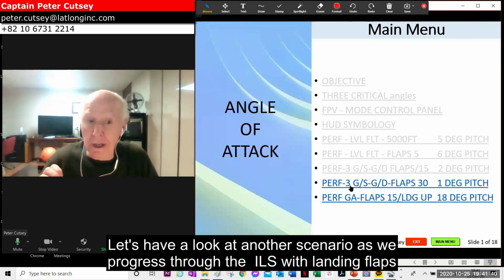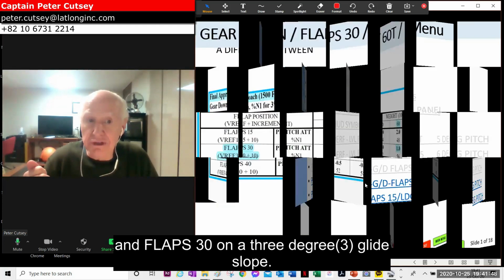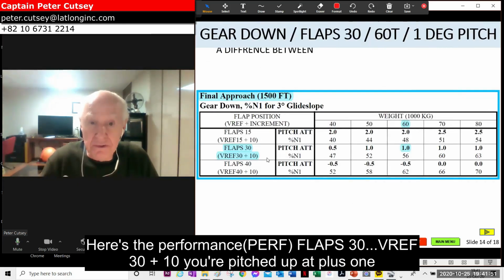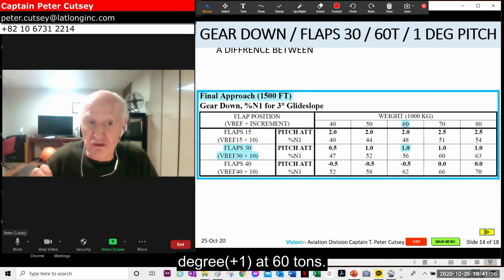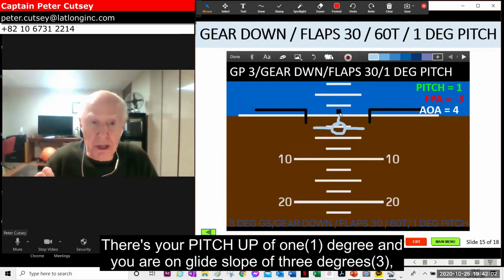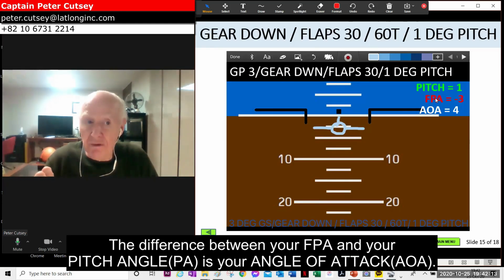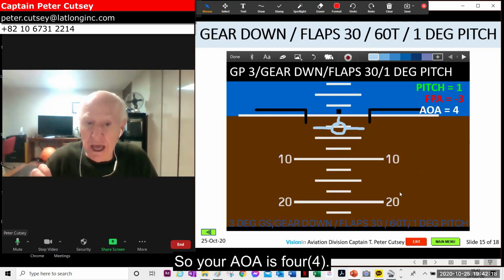Now let's have a look at another scenario as we progress through the ILS with landing flaps. At flaps 30 on a 3-degree glide slope, here's the performance. Flaps 30, BRIEF 30 plus 10, you're pitched up at +1 degree at 60 tons. Now let's have a look at the picture. There's your pitch up of 1 degree, and you're on a glide slope of 3 degrees, which is -3, so your flight path angle is -3. The difference between your flight path angle and your pitch is your angle of attack. So your angle of attack is 4.